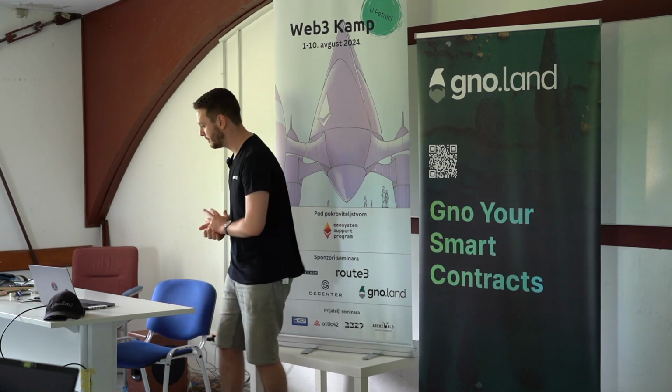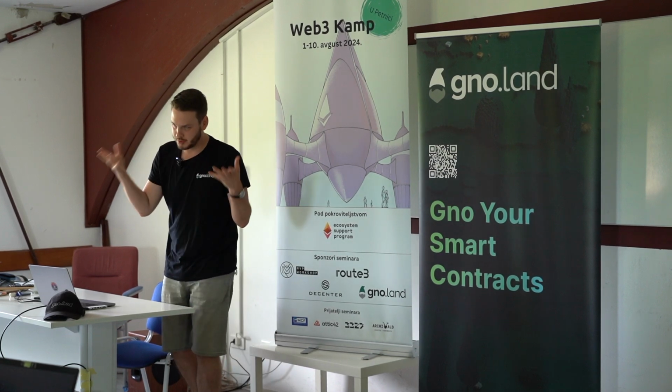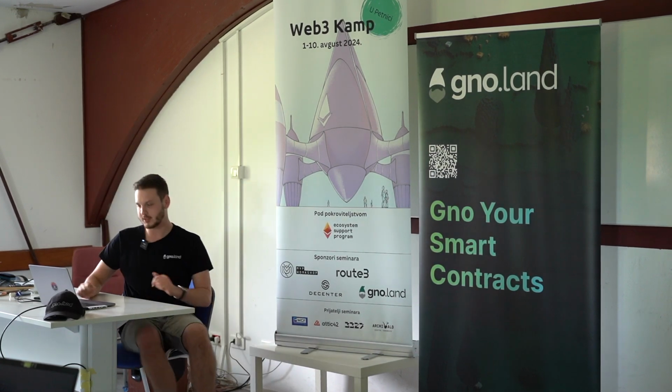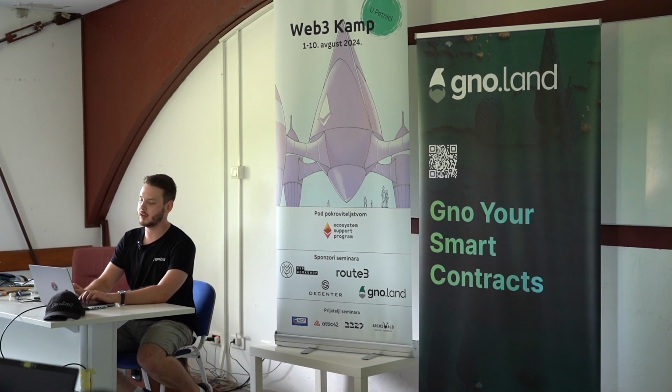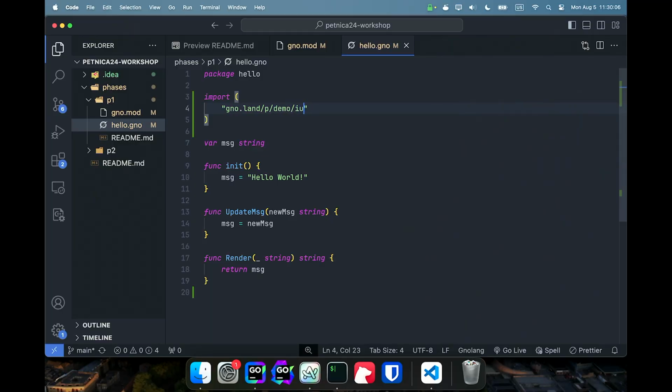Okay, cool. So because we don't have FMT, we do have something else, and that something else is found on gnu.lan/p/demo/ufmt. And this U here is actually micro, so it's like a small version of FMT. That's the idea. This is something that we built instead of FMT.